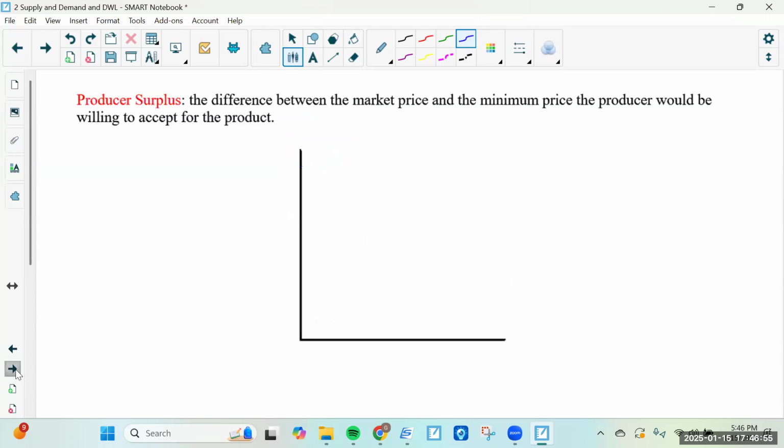Well, what happens is we also have this thing called producer surplus. Producer surplus, start off with a market in equilibrium.